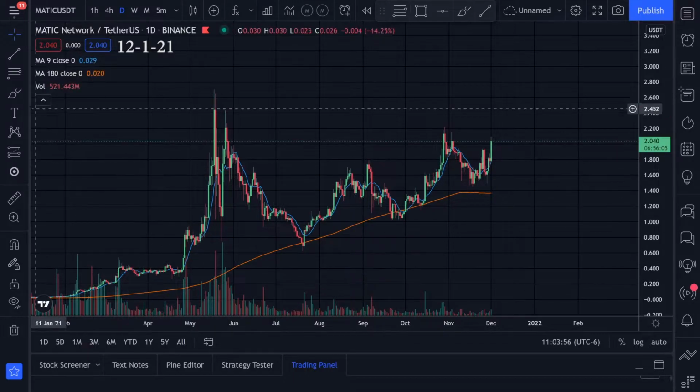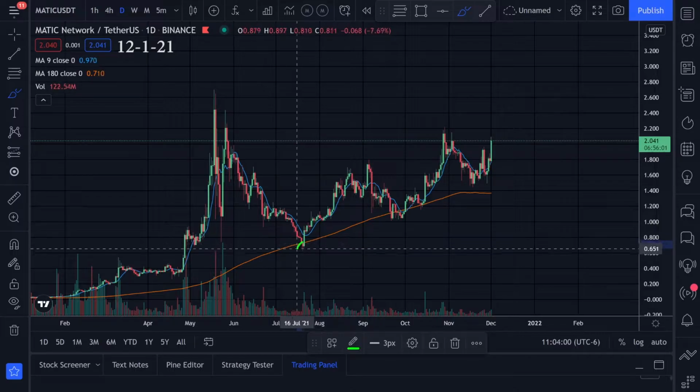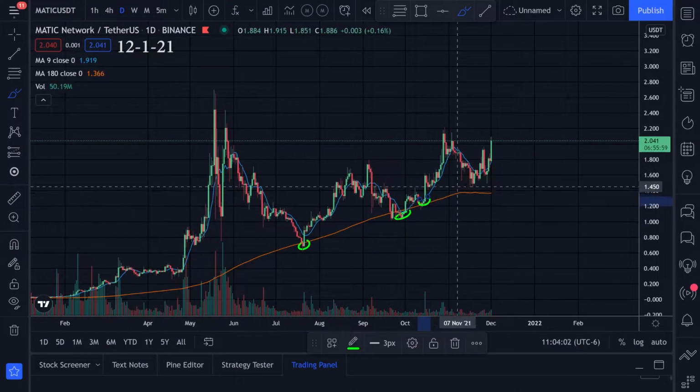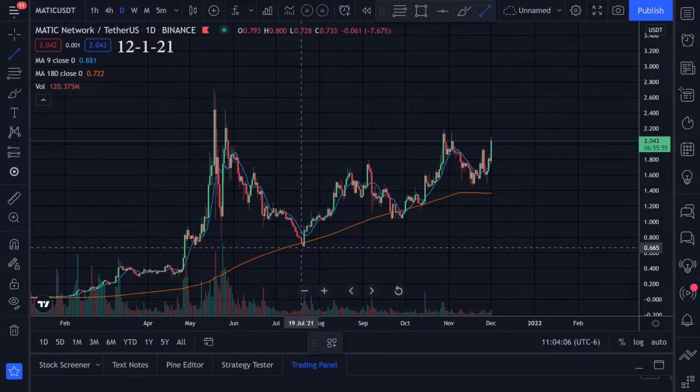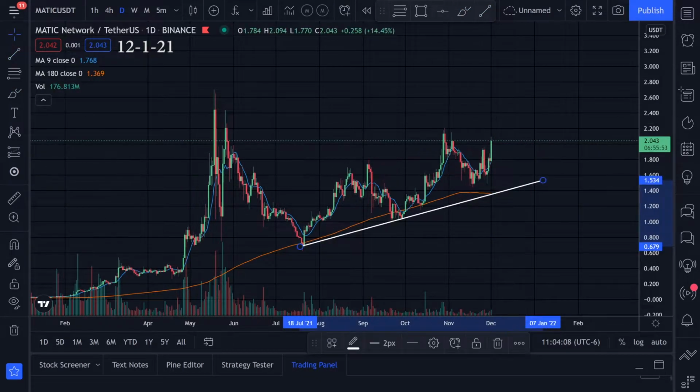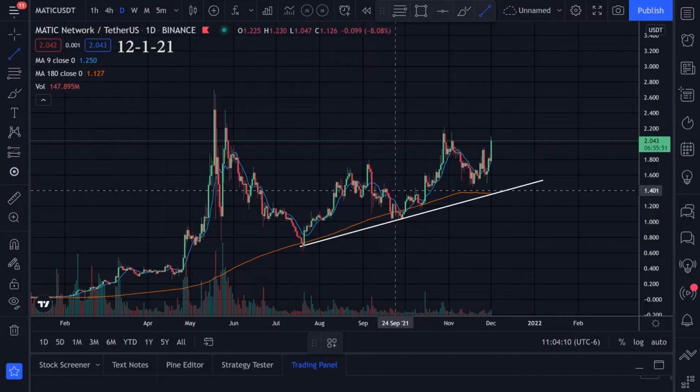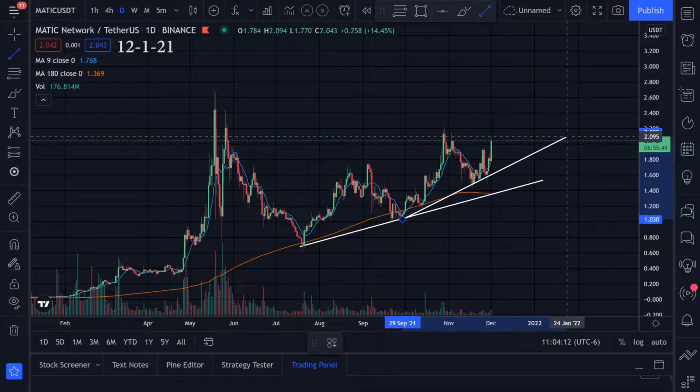Let's take a look at the chart action for MATIC. Alright, so here's what I'm looking at. We have a couple uptrends. We have support, support, support, and support. Let's do some uptrends on those points right there. Let's do one right here, and then we'll do another one on this second uptrend right here.